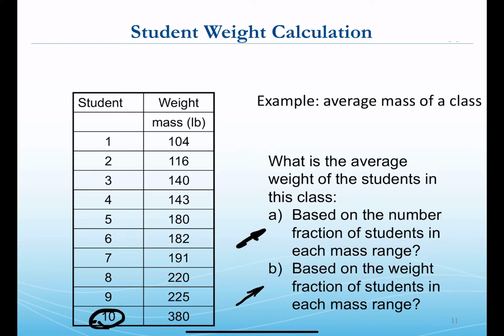To develop those approaches, what we're going to do is develop what we listed earlier, the ideas of a number fraction and a weight fraction to help us with this. Okay, so let's look at this data and see if we can eventually build up the concepts for number average and weight average estimates for the classroom, and then eventually apply that to a polymer.